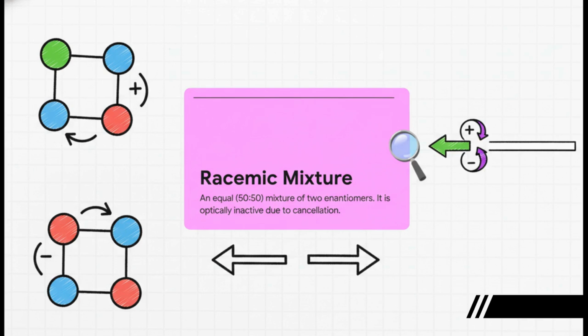Imagine the right-hand molecule rotates light by, say, plus 10 degrees. Its mirror image will rotate light by exactly minus 10 degrees. So when you mix them together perfectly, they cancel each other out. The total rotation is 0, and the mixture is optically inactive.